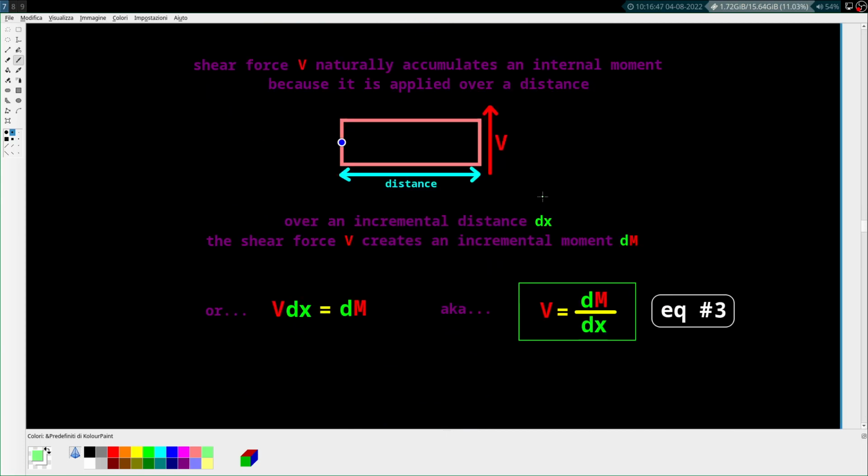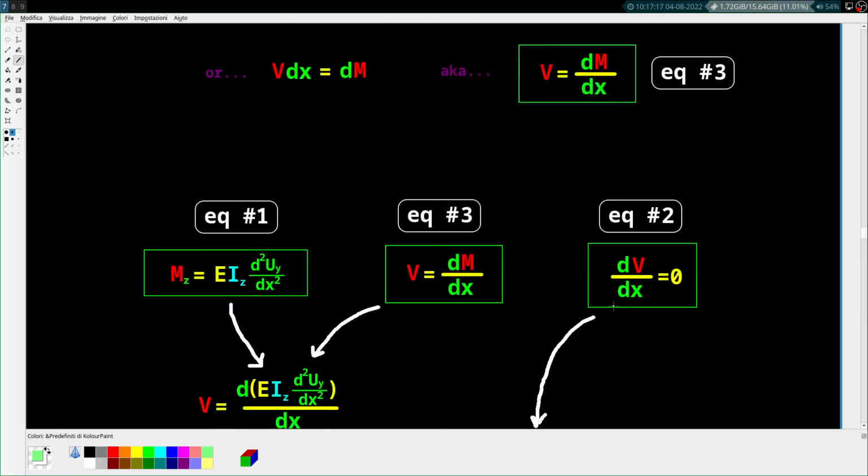Now equation number 3. Because the shear force naturally accumulates an internal moment, because it's applied over a distance from a node, we can compute basically that for an incremental distance. So basically V times an incremental distance dx would cause an incremental moment dM. And you can solve for V, that's dM over dx. That's equation number 3. Very simple stuff.